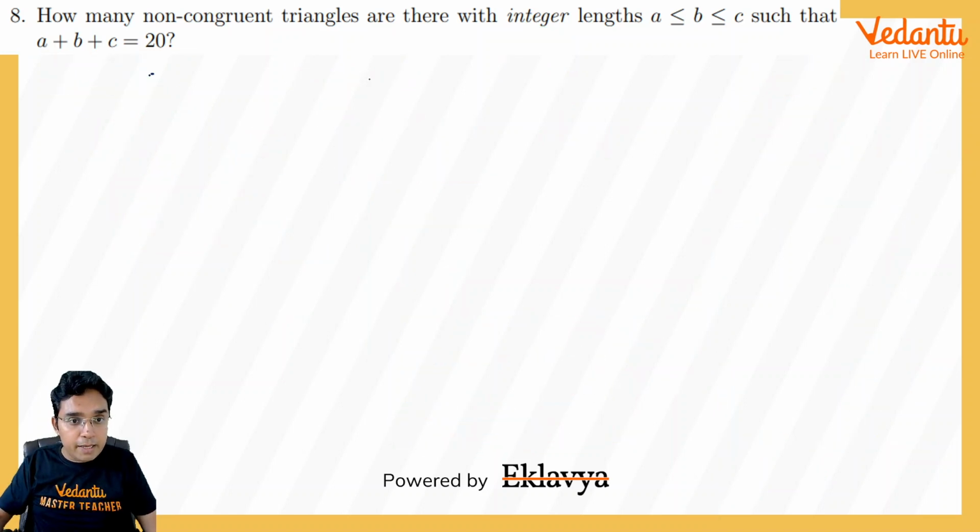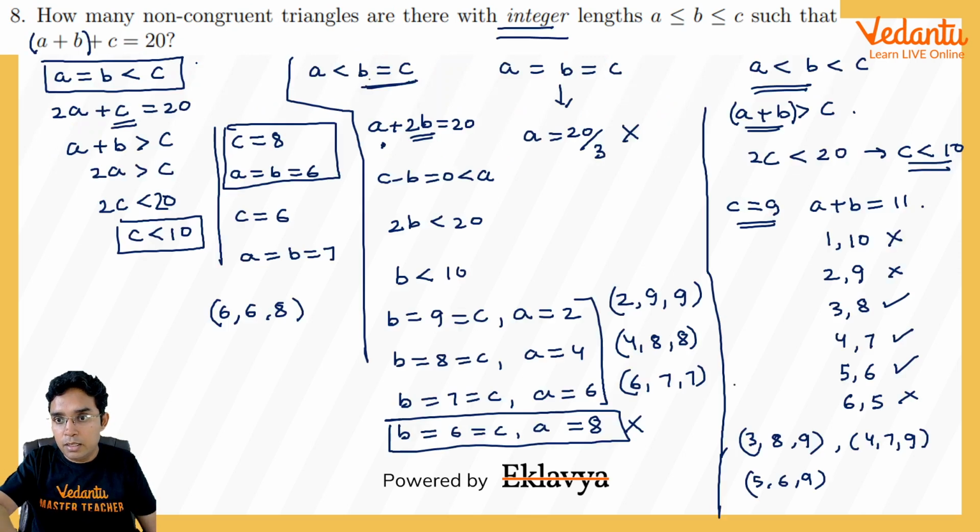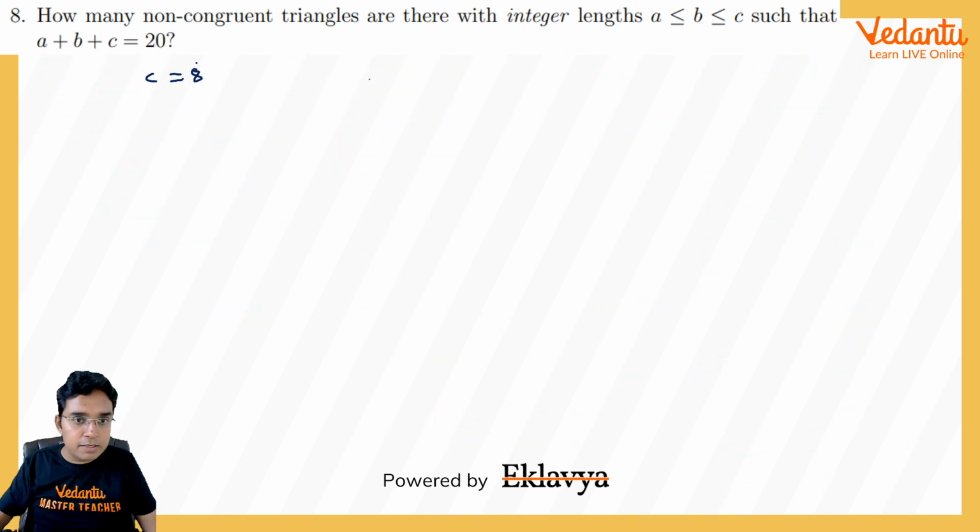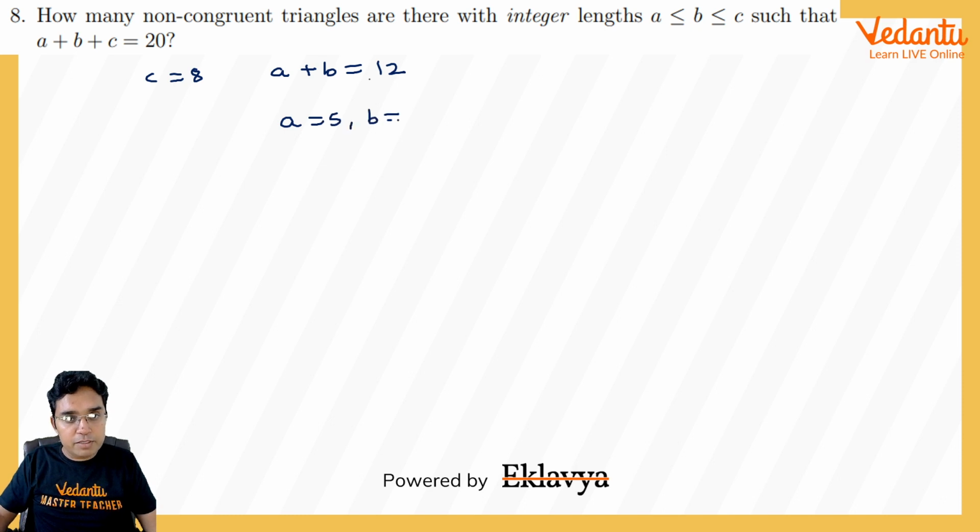So we may take now C as 8 here, because we have taken C as 9 earlier. So if C is 8, A plus B will be 12. Now in this case, because B has to be smaller than C, B has to be 7 at most. So A will be 5, B will be 7. That is the first possible value.